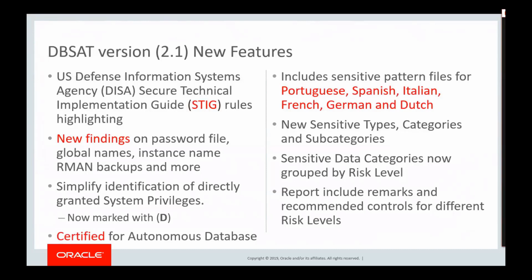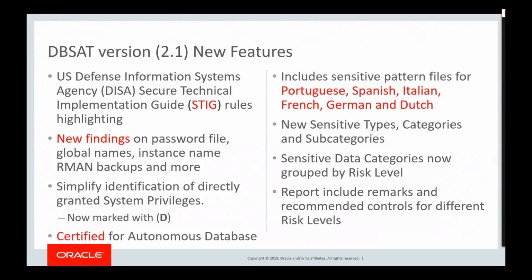We've got some new findings built into the rules checks, looking at how you're managing your password file, global names, backups, a lot more than that. We've made it a little bit easier to identify directly granted system privileges. I think if you look at the stuff that Rich is going to take you through in a few minutes as we go through privilege analysis, and you think about why it might be important to identify those direct grants of system privileges, you'll see why this is good to have. And we've also certified DBSAT for Autonomous Database, both Autonomous Transaction Processing and Autonomous Data Warehouse.